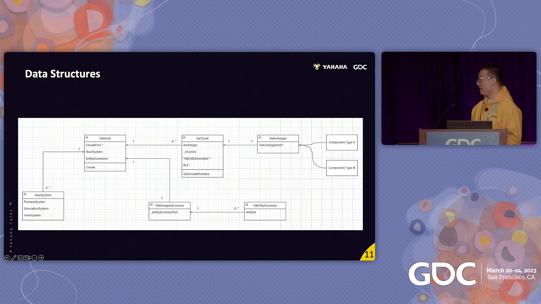Yahchunk is where we store the chunk data. It's quite similar to other ECS frameworks, including that it has an archetype corresponding to the current chunk, and provides a set of functions to retrieve data from the chunk.